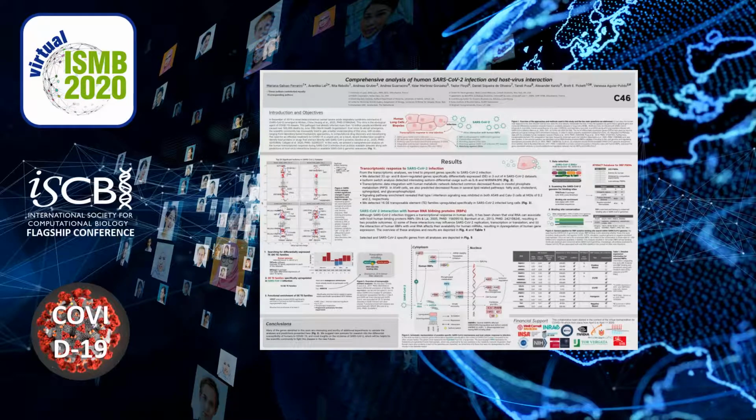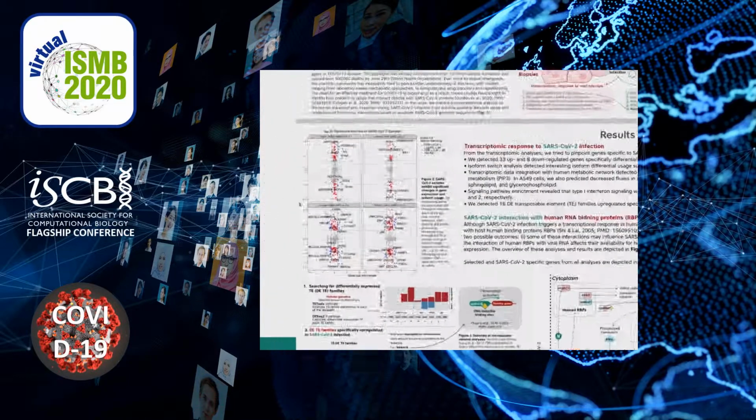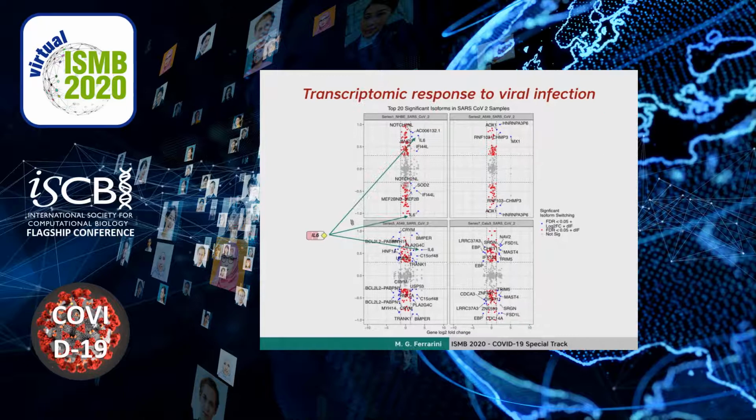Moving forward, we also detected changes in isoform usage. And here, I want to highlight specifically the differential usage of interleukin-6 isoforms in both NHBE and A549 cells, linking this back to the immune system as previously mentioned.